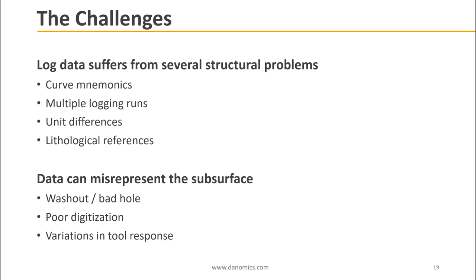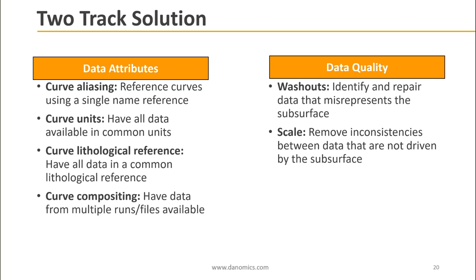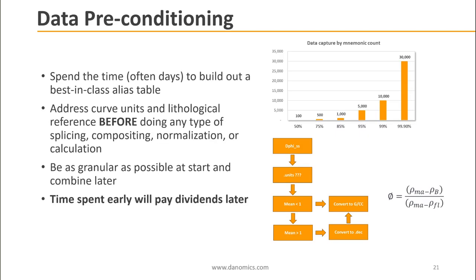Then there's the second part of that, which is data that doesn't represent the subsurface. So do we have washouts that are affecting our data? Was the data poorly digitized? Are there variations in tool response, etc.? So there's handling that. And for this, I kind of view it as a two-track solution. The first track is handling the data attributes, so the structural issues, and the second part is handling data quality. So, I have an entire webinar for data conditioning.